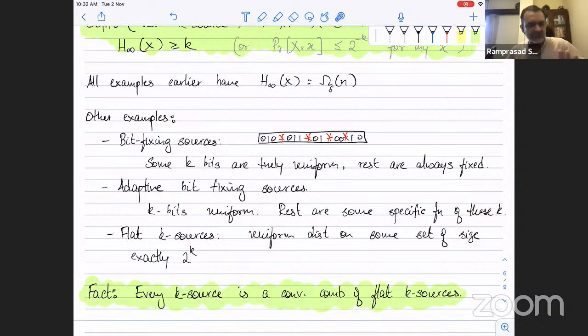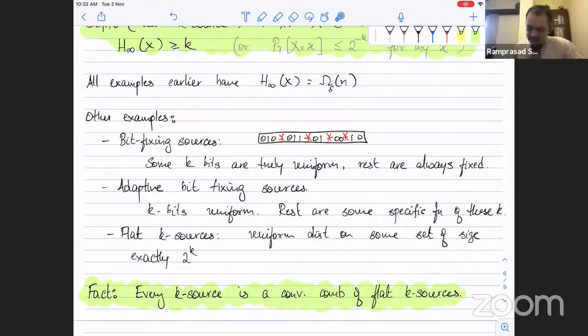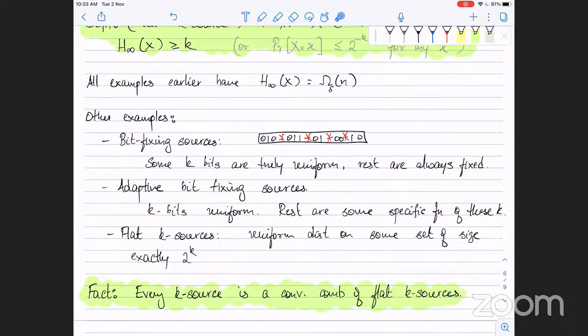Okay, let me pause here for a minute to get a sense of whether people are following. Are there any questions? In a flat k source, k is the variable, right? You don't know what k is. Yeah, often in many of these instances, I might give you a guarantee on what k is. I will tell you that I will give you a flat 100 source. Technically speaking, a flat 100 source means that it's a uniform distribution on exactly 2 power 100 strings. But I may not tell you what those 2 power 100 strings are.